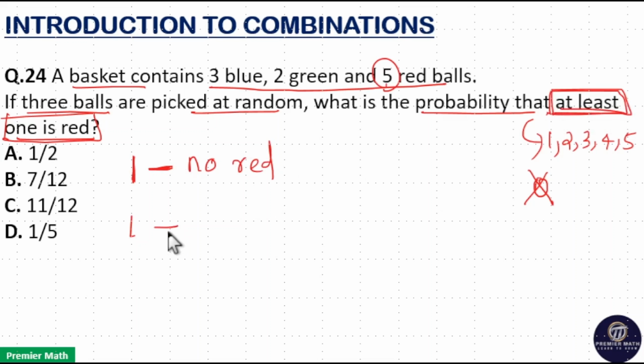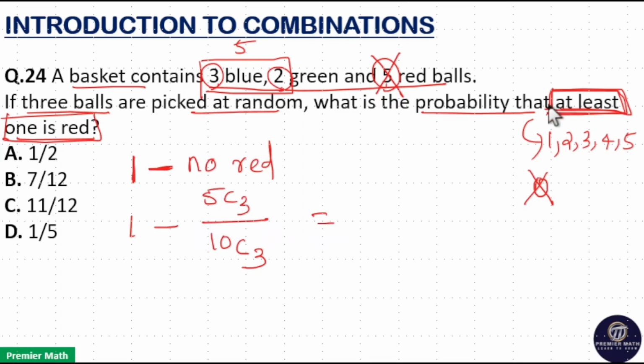Now this is equal to 1 minus, here total outcome: total balls are 3 plus 2 plus 5, 10 balls. Out of these 10 balls, you are choosing 3 balls. So 10C3 is the total outcome. Now here our favorable outcome is no red. We are taking 1 minus no red, which is our at least 1 red category. So no red means you should not consider these 5 red balls. So you have to pick these 3 balls from these 3 plus 2, 5 balls. So 5C3 is the favorable outcome, that is no red. Now 1 minus no red is equal to at least 1 red.